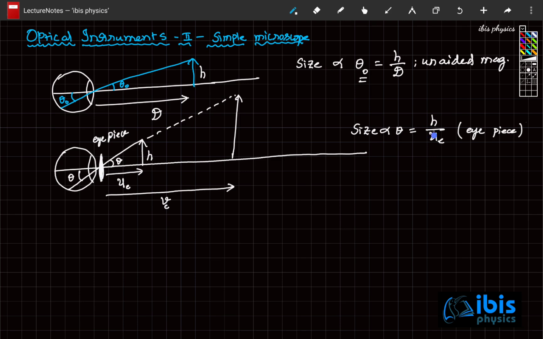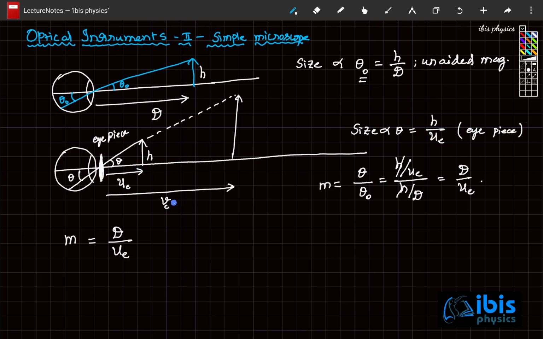The size with the eyepiece is theta, the size without the eyepiece is theta naught. So the magnification produced is equal to theta by theta naught, which is h by ue divided by h by d. The h and h cancel, giving d by ue. So the magnification with the help of an eyepiece is equal to d by ue. ue is the position of the object, and ve is the distance at which the image is formed.